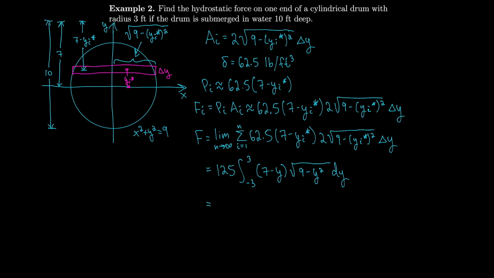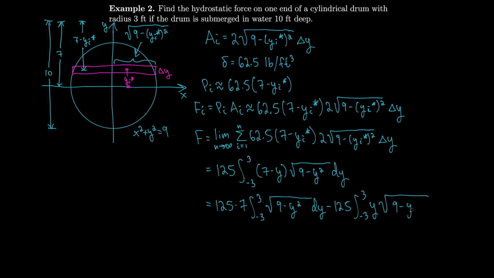So let's distribute the 7 and the y. So we get 125 times 7 times the integral from minus 3 to 3 of the square root of 9 minus y squared dy, minus 125 times the integral from minus 3 to 3 of y times the square root of 9 minus y squared.